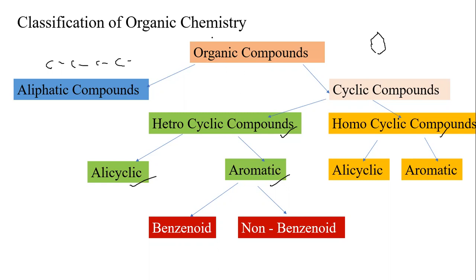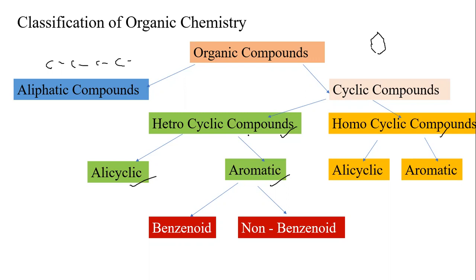This classification is very important, because based on this classification only we are going to read many things and we are going to identify the organic compounds. Okay, students? So overall there are two major types of compounds in organic compounds. One is called the aliphatic compounds and the other is the cyclic compounds. In cyclic compounds we have heterocyclic compounds and homocyclic compounds.